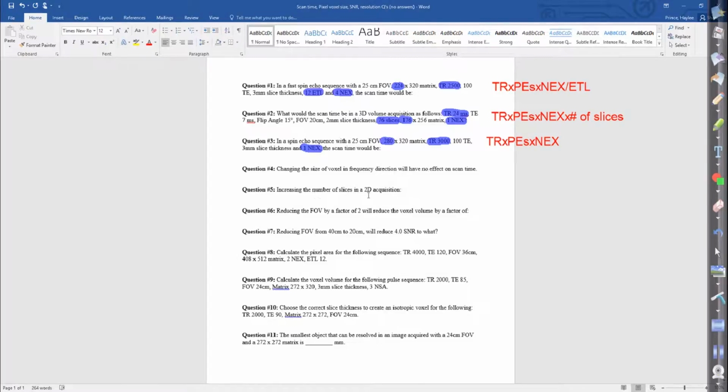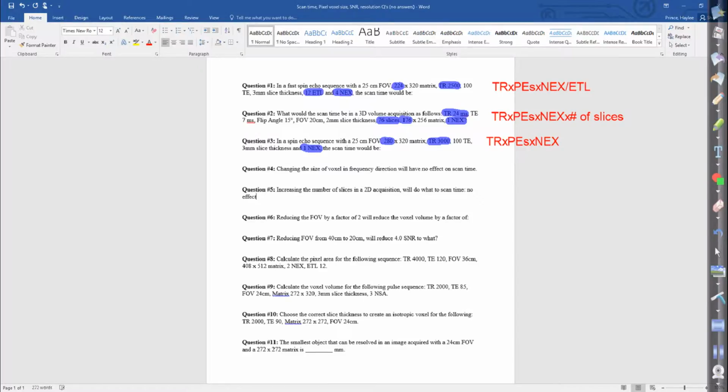Number 5, increasing the number of slices in a 2D acquisition. I should have put on here, we'll do what to scan time. And on question number 2, here's your 3D scan time equation. So you do TR times phase encoding times NEX times number of slices. But in your 2D acquisition, which is this equation right here, you don't even have to worry about number of slices. So increasing the number of slices, once again, will have no effect. This is where the registry will try and trip you up.